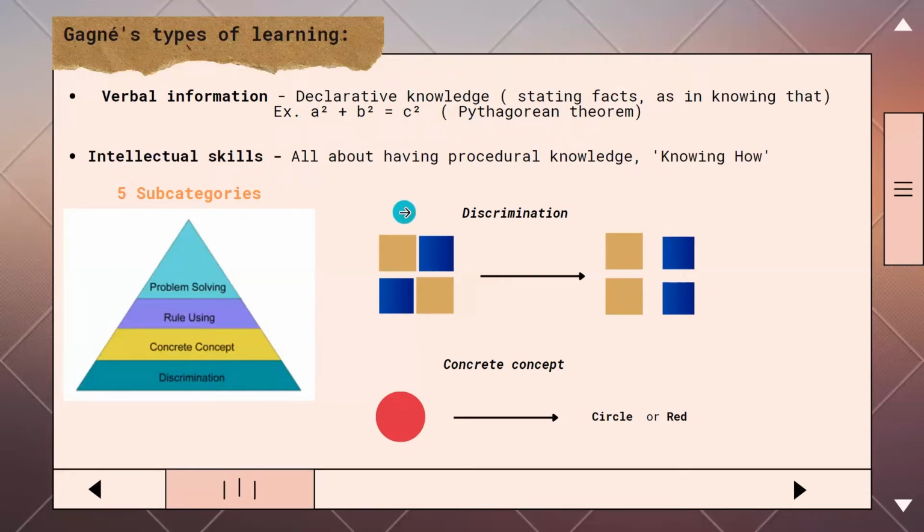Next are the intellectual skills. It's all about having procedural knowledge, or knowing how.